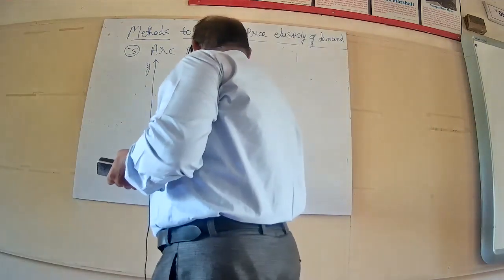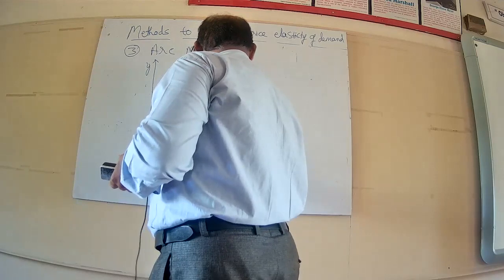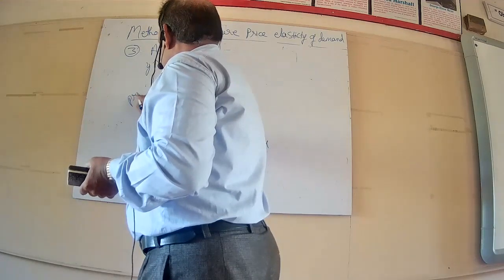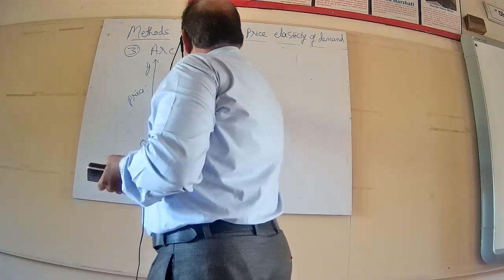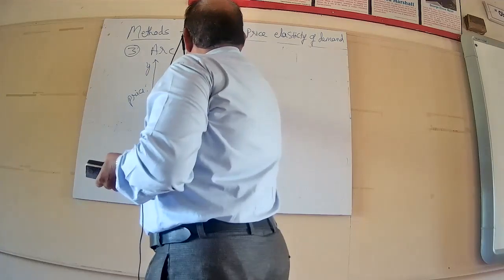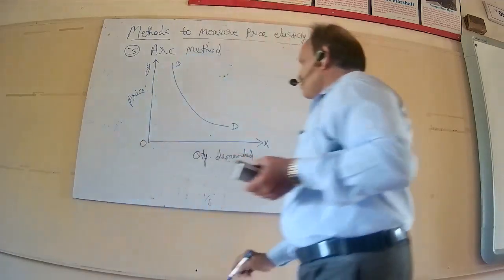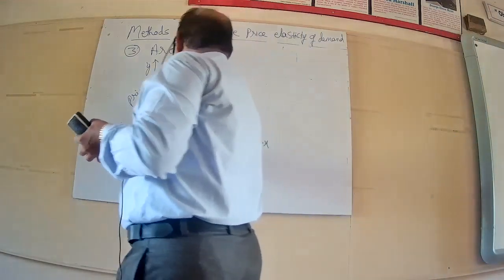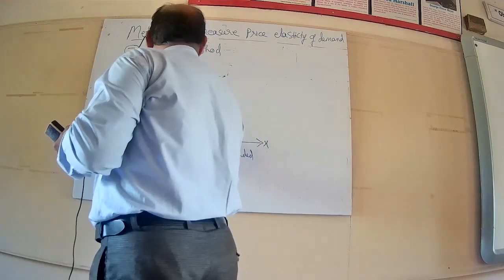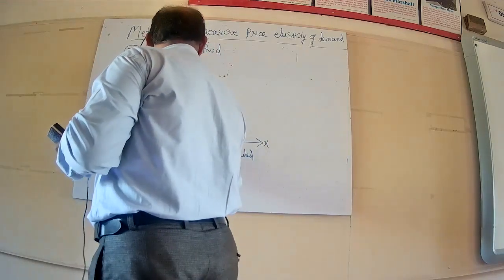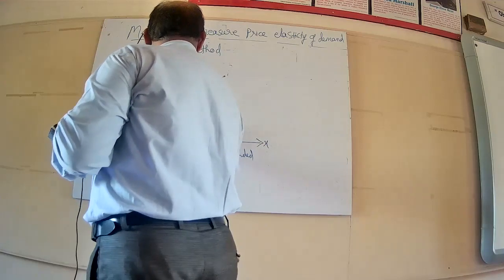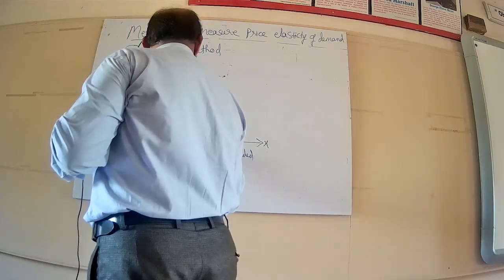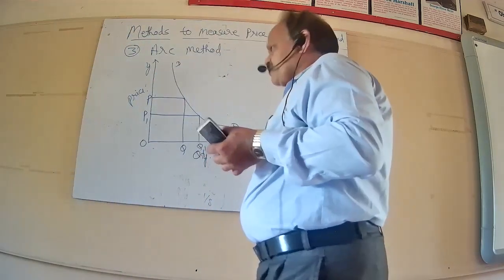Here, quantity demanded, and here price. Take a curved line. Demand curve may not be a straight line. Demand curve may be a curved line. When price was at OP level, quantity demanded was at OQ level. As the price of a commodity falls to OP1, the quantity demanded extends to OQ1.